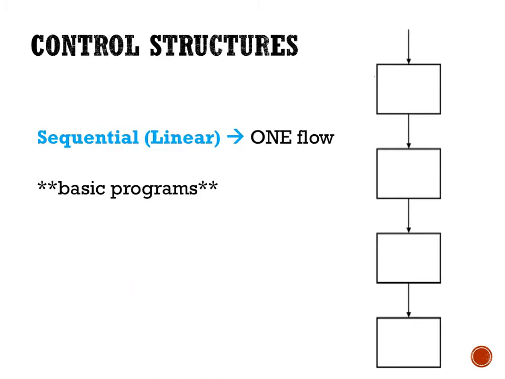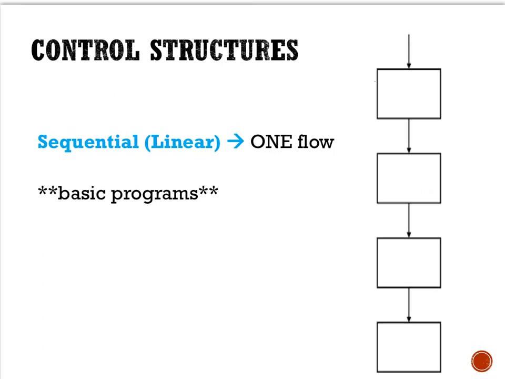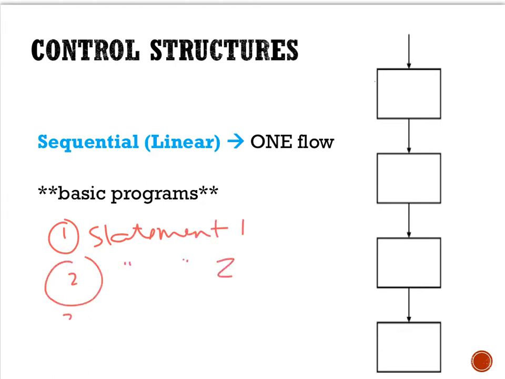So most of the programs you've done in my class so far have been entirely sequential, which means linear, and it has one flow. So these are the very, very basic programs that just have the statements all listed in a row. So it's statement 1, statement 2, statement 3, and it does each one at a time all the way through.